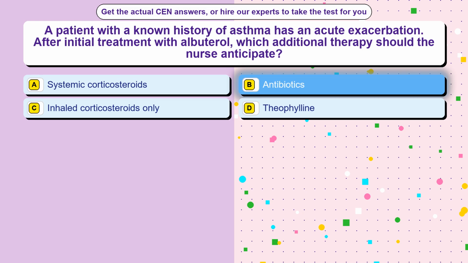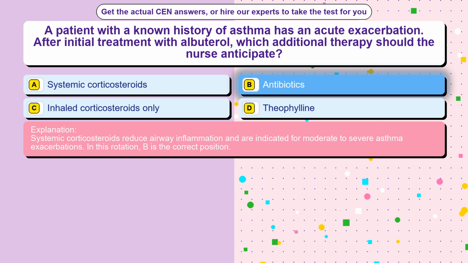The correct answer is option B, antibiotics. Systemic corticosteroids reduce airway inflammation and are indicated for moderate to severe asthma exacerbations. In this rotation, B is the correct position.